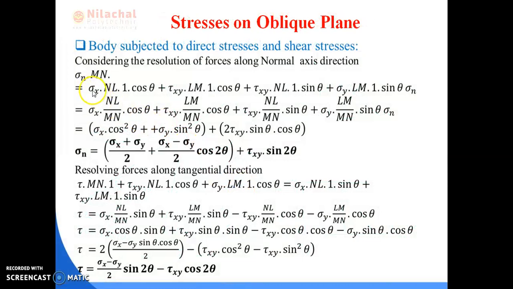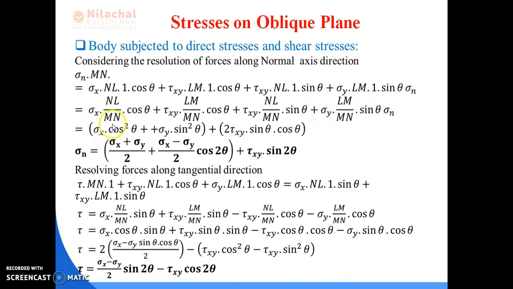So as earlier discussed, we have sigma n MN into 1 is equal to sigma x NL into 1 cos theta, tau xy LM into 1 cos theta plus tau xy NL into 1 sin theta plus sigma y LM into 1 sin theta. So the 1 cancels out in each term, and MN will be divided on the right side terms. So sigma x NL by MN cos theta, tau xy LM by MN cos theta, tau xy NL by MN sin theta, sigma y LM by MN sin theta.